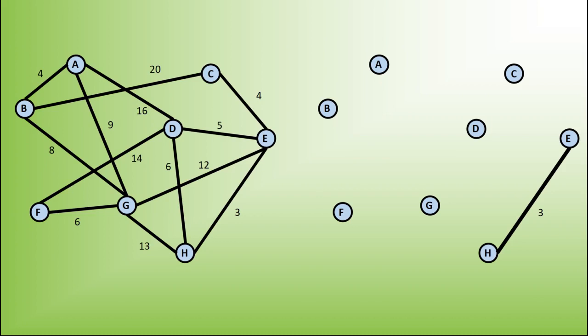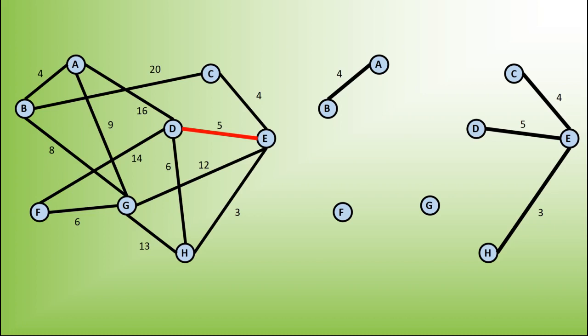We then consider the next smallest. We have 2 that are of size 4, and both of these can be included. Our next smallest is a 5. We can include that one.